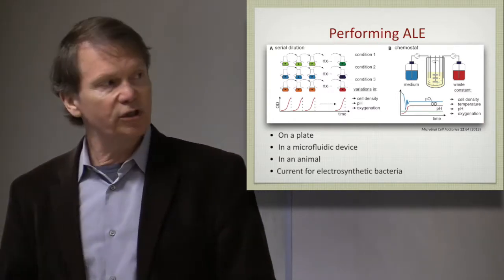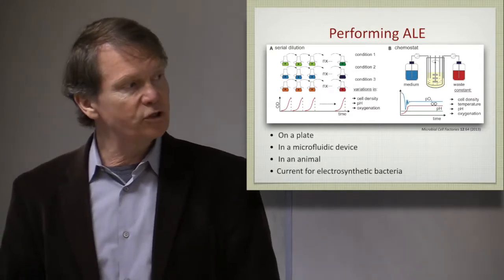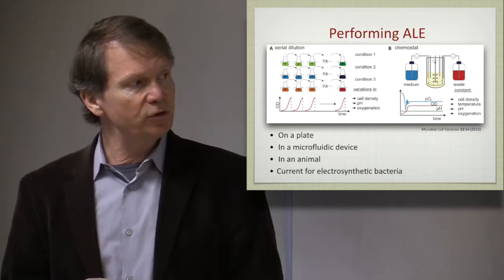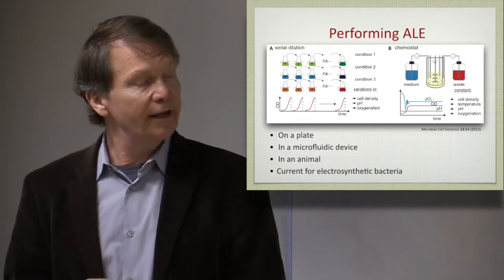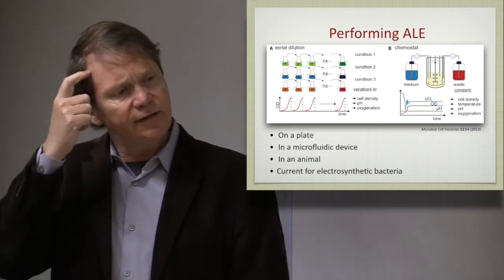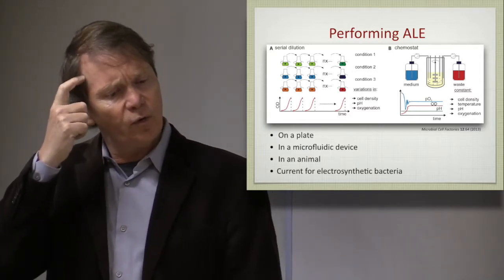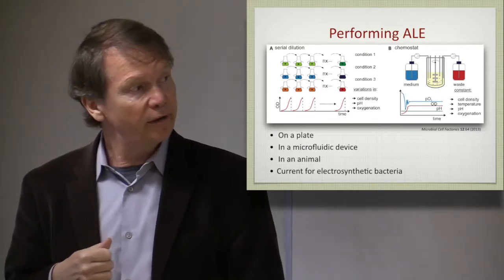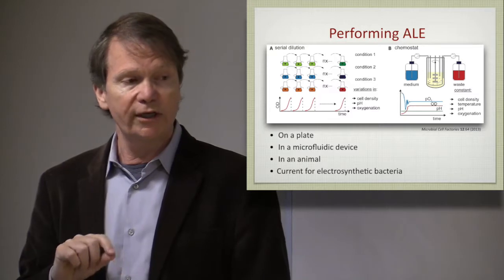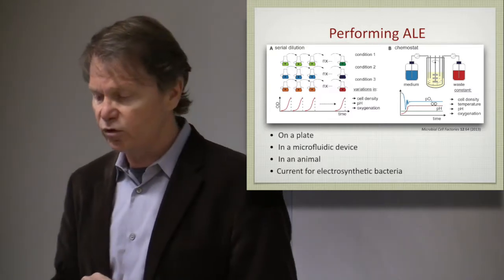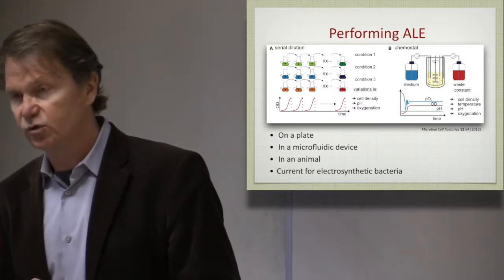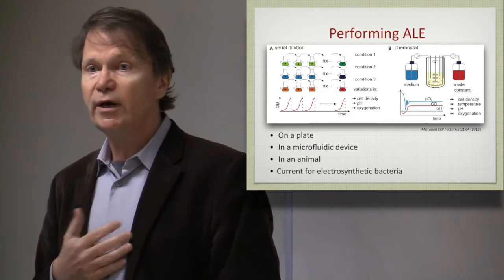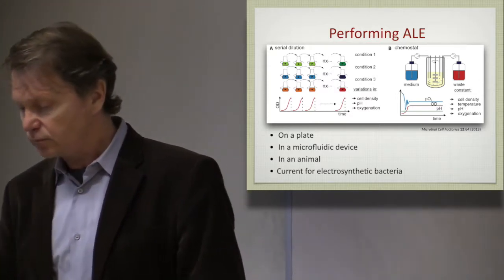And there are some evolutions that have been done based on electron acceptors or electron donors. And for electrosynthetic bacteria or bacteria put into fuel cells, you can actually alter the potential of the current, and you can be oscillating it or changing it, and you can force evolution in that setting as well. So there are many, many ways in which you can do ALE.